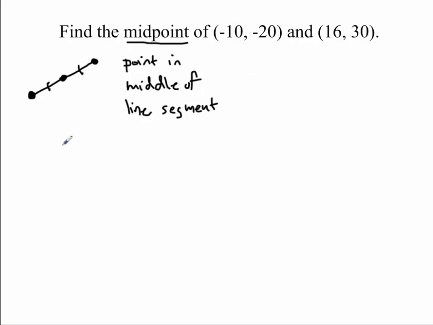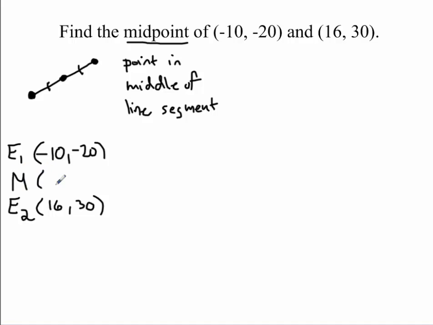So here's one way we can do that. I'm going to write down -10, -20, and this is one of the endpoints. I'm going to say this is endpoint number 1. Then the other point I was given is 16, 30, and I'm going to call that endpoint number 2. So E with the subscript 1, E with the subscript 2. All this is saying is this is my first endpoint, here's my second endpoint. So I have a total of 2 endpoints, and what I'm looking for is the coordinates of the midpoint. So what is the midpoint?